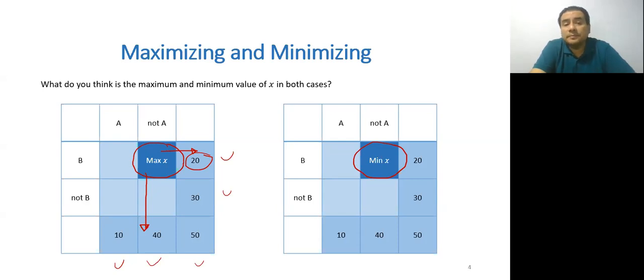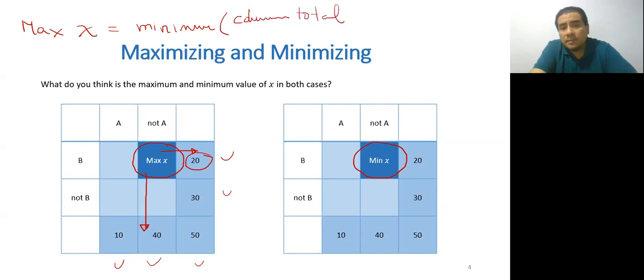All right. So you can write here a little something. The max value of a box is simply the minimum of the column total and the row total. And that's it.